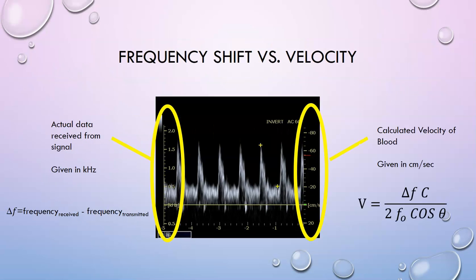When we look at a scale, oftentimes we'll have scales that give us both the frequency shift in kilohertz and the velocity in centimeters per second. So the frequency shift, again, is just the frequency received minus the transmitted frequency. The velocity is when we take that Doppler shift and we multiply it by the speed of sound, divide by 2, divide by the transmit frequency, and divide by the cosine of the angle. And our angle is here given as an angle correction of 60 degrees in this case.